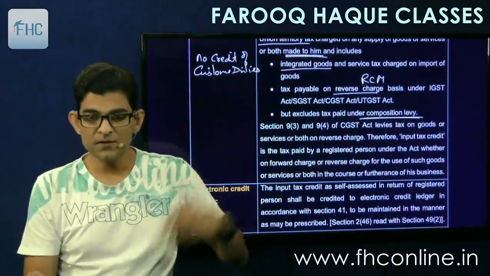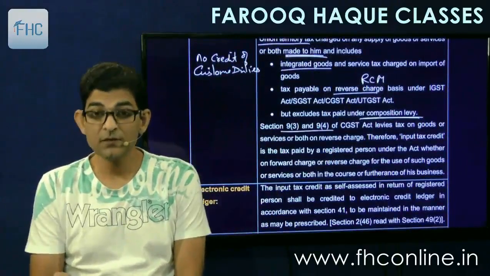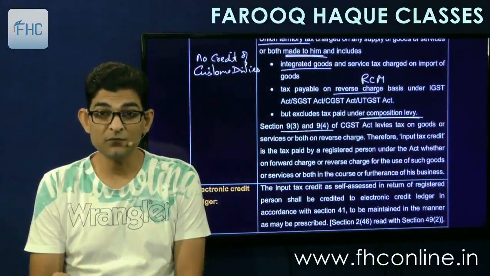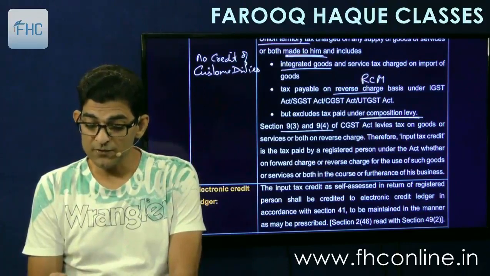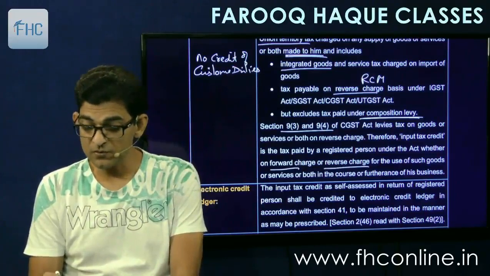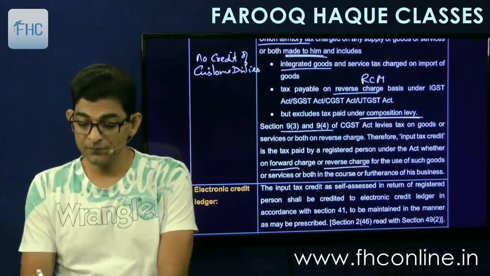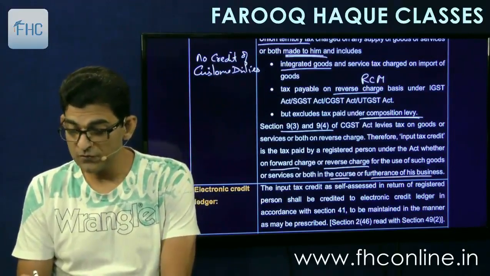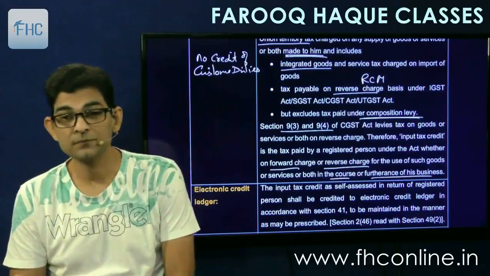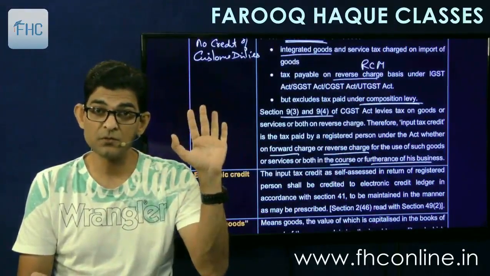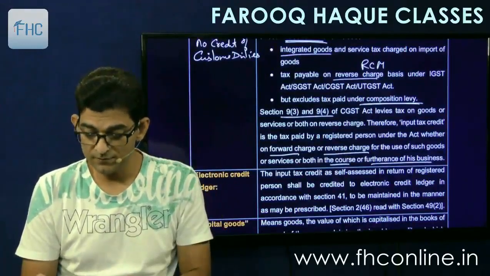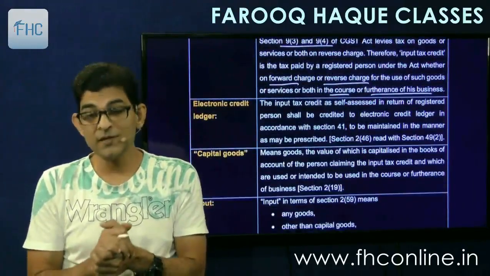And then the explanation part is given, that sections 9(3) and 9(4), they are the reverse charge mechanism sections. 9(3) and 9(4), all of you know. Levies tax on goods or services or both on reverse charge. Therefore input tax credit is the tax paid by registered person under the Act, whether on forward charge or on reverse charge, for the use of such goods or service or both in the course of furtherance of business. So whatever we use in the course of furtherance of our business will be allowed to us, whether the tax is paid under forward charge or under the reverse charge, both covered. Excellent.